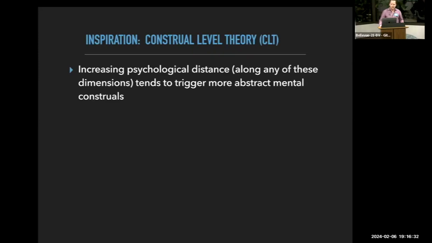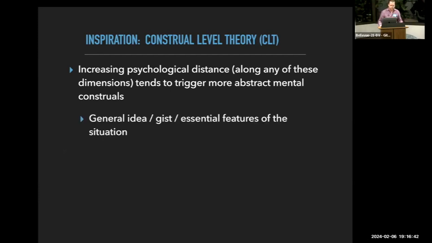And so, again, the crux of this theory is that whenever you increase psychological distance, you therefore increase the tendency to use more abstract means of representation. And those abstract representations would be characterized by getting a general idea or a gist, the essential features of the situation. There also tends to be a greater focus on why versus how.